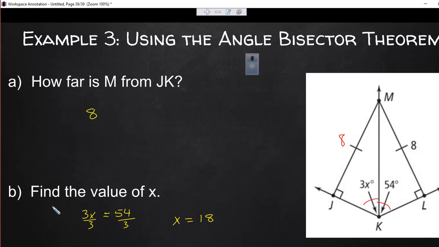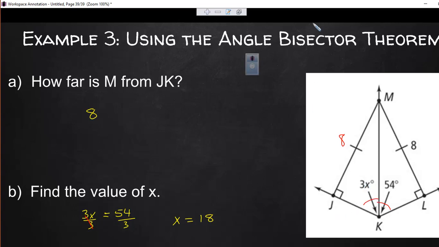So that helps us find the value of x. If this is 54 and this is supposed to equal 54, you set them equal and solve for x. So that cancels our 3. 54 divided by 3 is 18. So this gives us 18 for x.